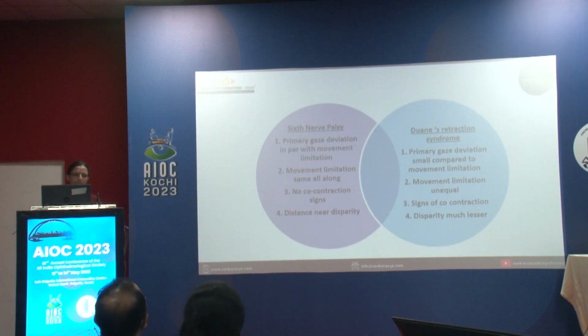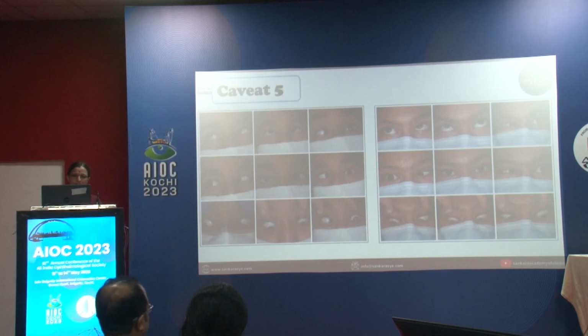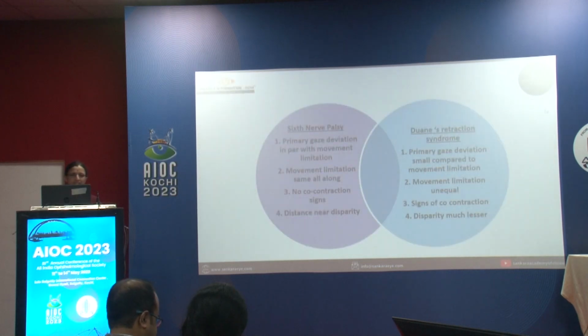Whenever there's a limitation of movement, a limitation of abduction, always look for whether the primary gaze deviation is in par with the limitation of movement. If it is in par, then you're dealing with a 6th nerve palsy, not a DRS. Check if the movement limitation is the same along up gaze and down gaze, or whether there is a difference. If you look at the first case, the movement limitation is almost the same in up gaze and down gaze. Versus this child, where the abduction movement in down gaze is much better than in up gaze. So that again helps us understand that it's a DRS case versus a 6th nerve palsy.